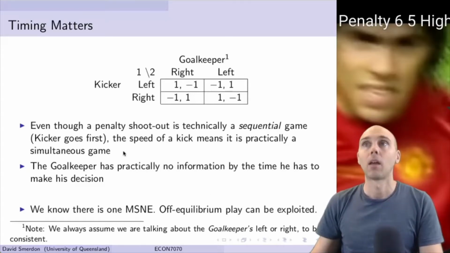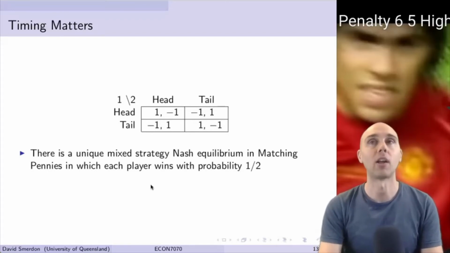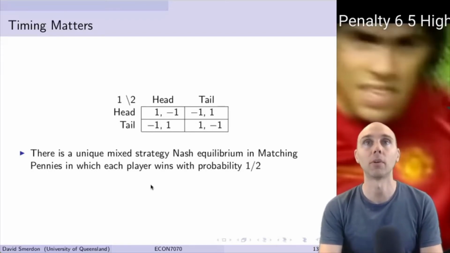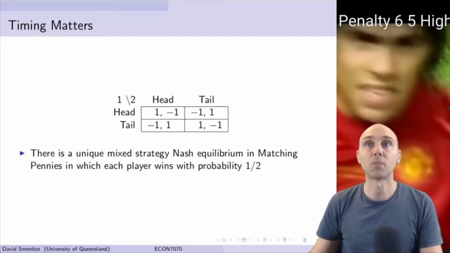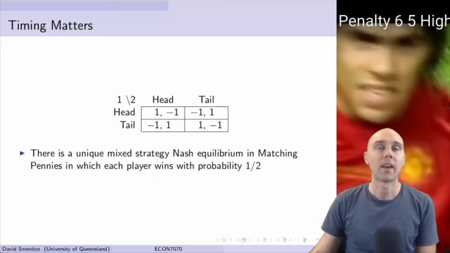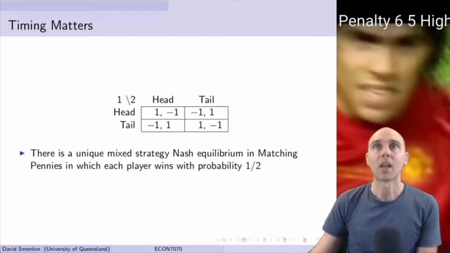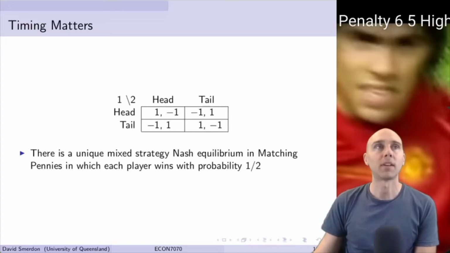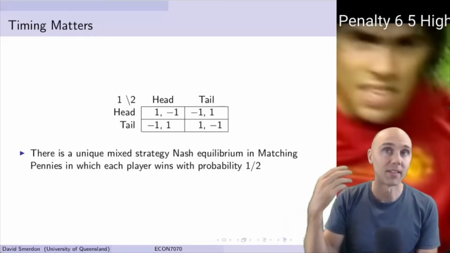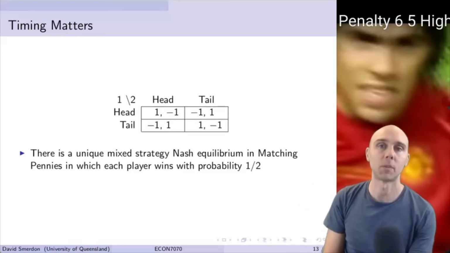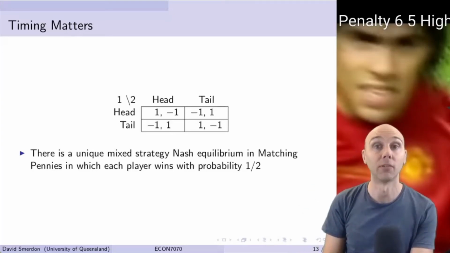Now, off-equilibrium play can be exploited in this case. So if we go back to the framing of the mixed strategy Nash equilibrium, each player wins with probability of a half. And now I want you to imagine what you would do if you are player 1 and player 2 doesn't mix in perfect 50-50 proportions. Imagine that player 2 plays heads with probability 60% and tails with probability 40%.